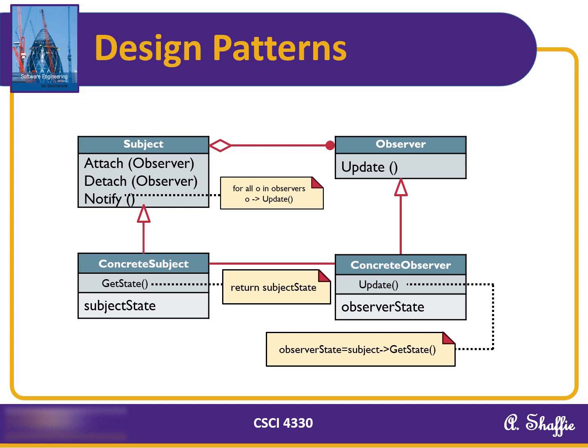The communication flow works like this. When the subject state changes, it calls the notify method. Notify loops through all attached observers and calls their update method, and then each concrete observer retrieves the updated state from the subject using getState and updates its own state.